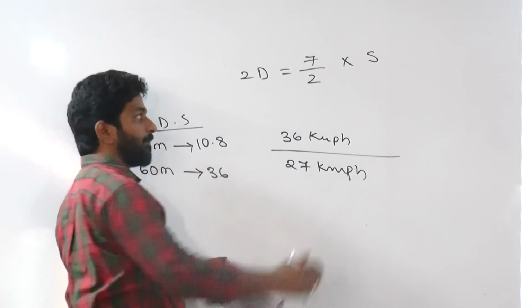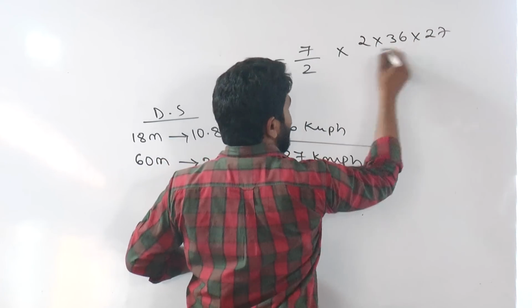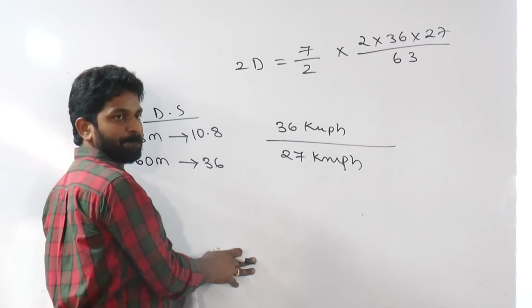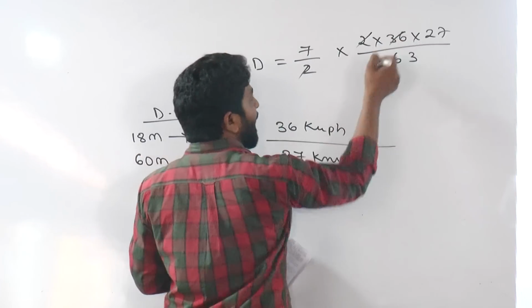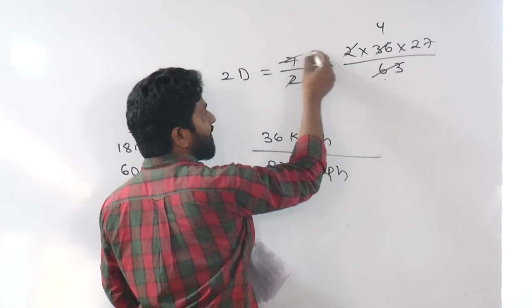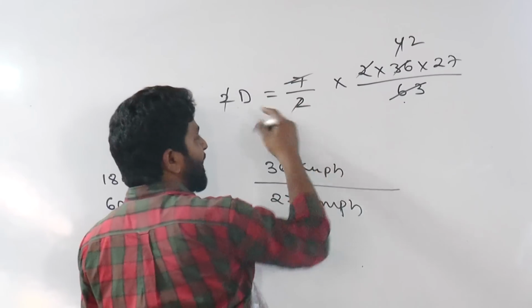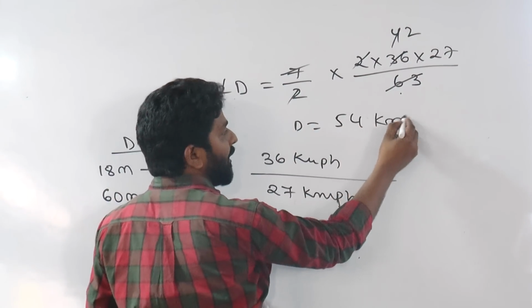2ab by a plus b, which is 63. Right? 2 cancel. 9, 4 times, 9, 7 times, 7, 7 cancel. 2 how many times? 2 times. Distance is equal to 2 into 27, 54 kilometers.